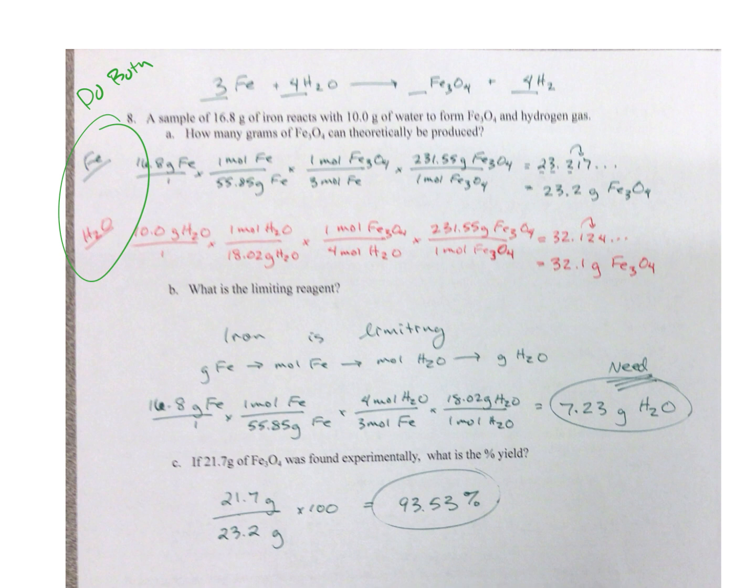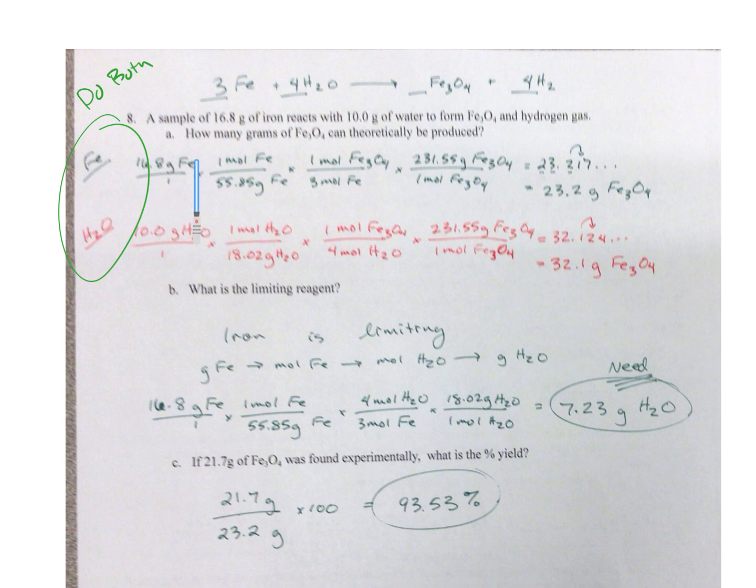So to walk through each calculation, if you take grams of iron to moles of iron to moles of magnetite, and then moles of magnetite to grams of magnetite, you see that you can only make 23.2 grams of product if you start with 16.8 grams of iron. But if you go from grams of water into grams of product, you go grams of water to moles of water to moles of magnetite, and then moles of magnetite to grams of magnetite. If you started with 10 grams of water, you could make 32 grams of magnetite.